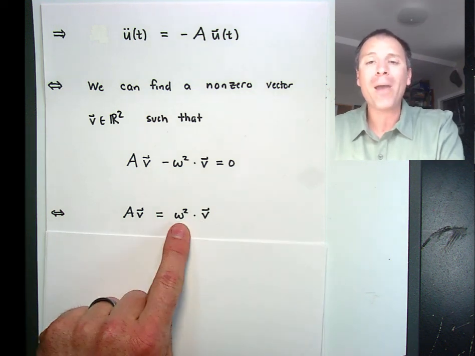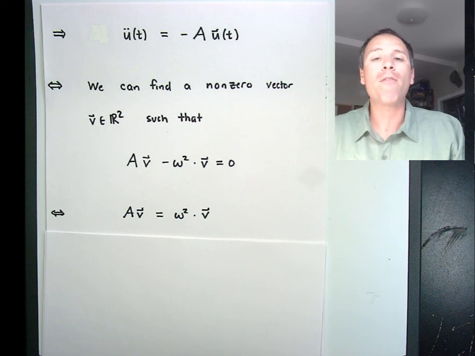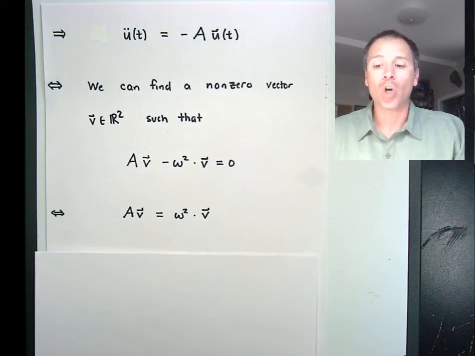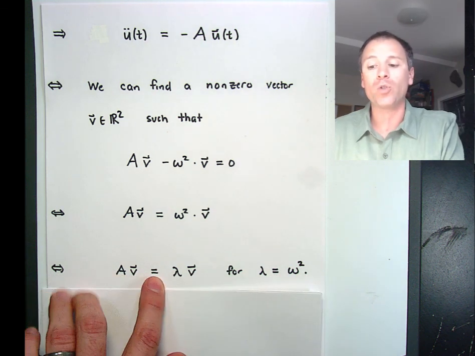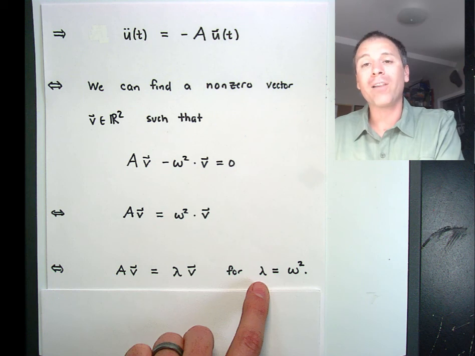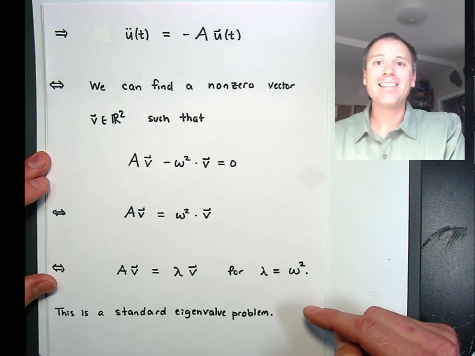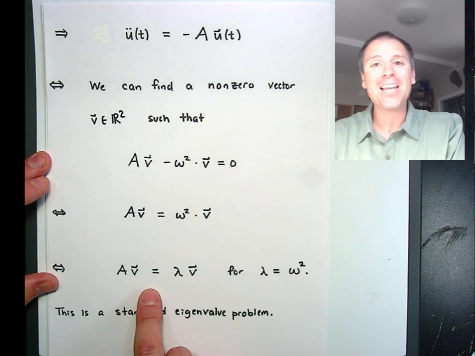Let's call omega squared equal to some new variable called lambda, lowercase Greek lambda. So we are looking for non-zero vectors v such that A times v is equal to lambda times v, where lambda is omega squared. Ding, ding, ding, ding, ding. This is a standard eigenvalue problem.